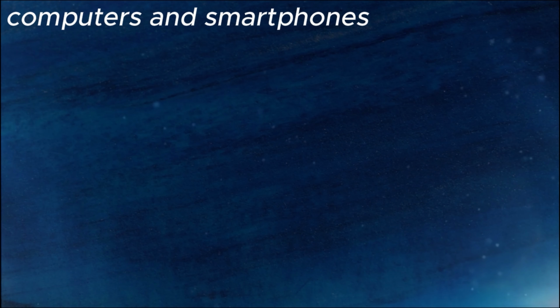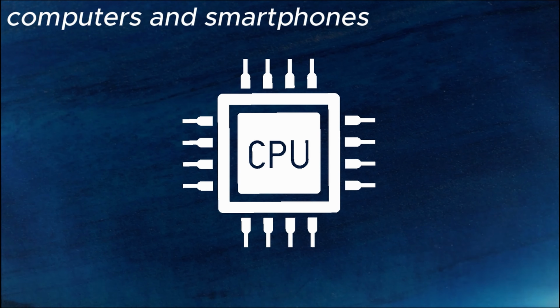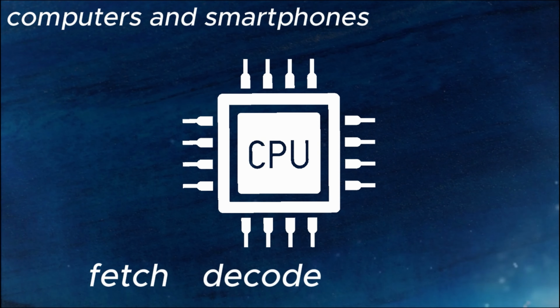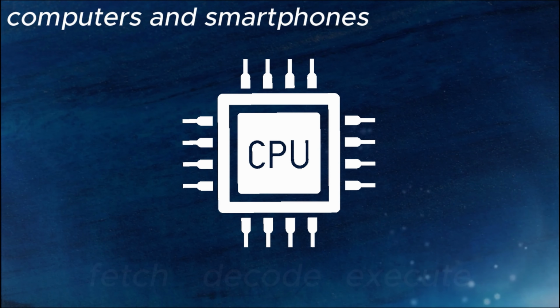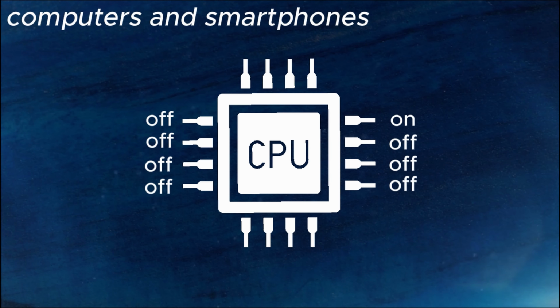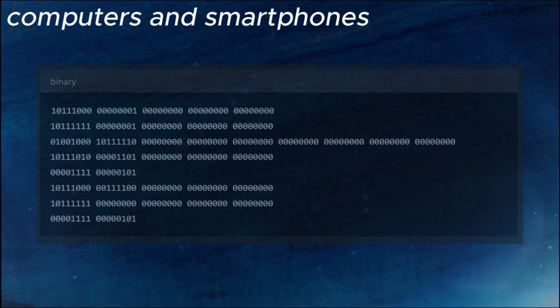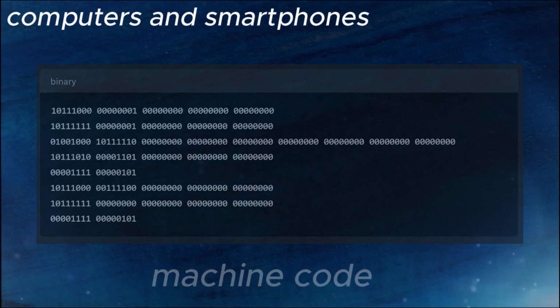The CPU, or Central Processing Unit, knows what to do with these signals. The CPU in phones and computers is responsible for fetching instructions from its memory, decoding them to understand what to do, and executing the instructions for the entire system. Billions of tiny transistors are switched on and off, telling the rest of the device what to do. These instructions are written in binary, and they are called machine code.